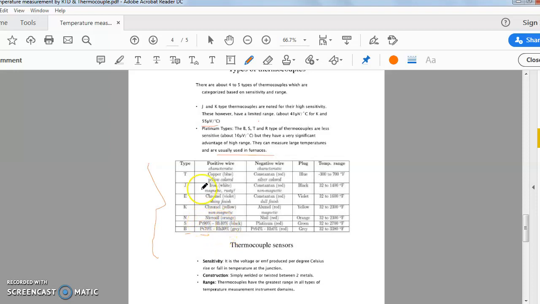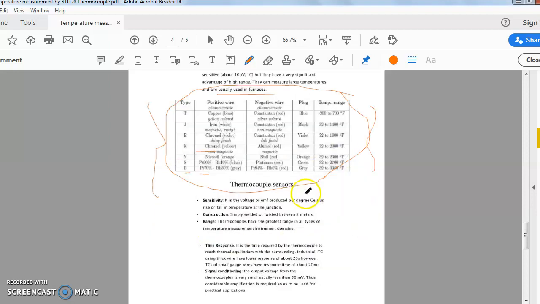In the K type, you notice that one metal is chromel and the other metal is alumel. One is the positive wire, and the other must be the negative wire, so that the voltage can be established. Now, it can measure the temperature. This combination of dissimilar metals, or different types of thermocouples, can measure different temperature ranges. Just go through this particular table. This is very important.